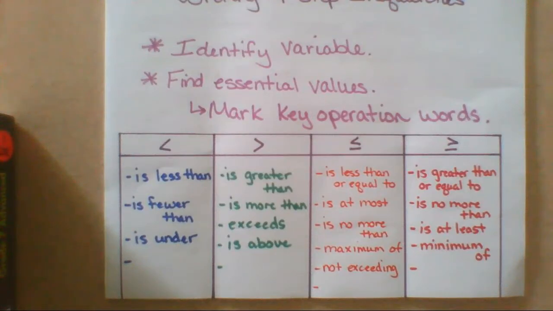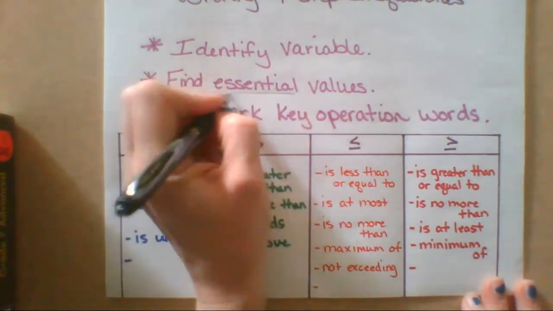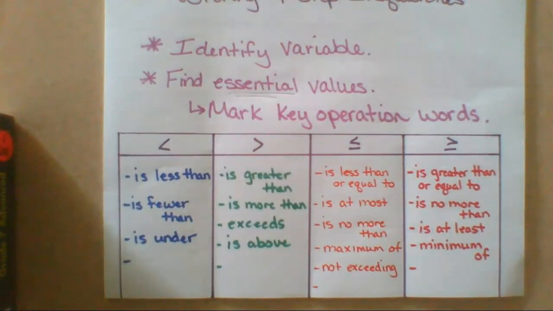Okay? Then you're going to find those essential values. And I say essential values because oftentimes there's possibly 1 or 2 other values that really do not pertain to what we need in order to find our answer or what we're looking for. So make sure any values we utilize are essential values here. Last but not least, we're going to mark any key operation words that we see. So keywords that you find in equations also happen when we're dealing with inequalities.